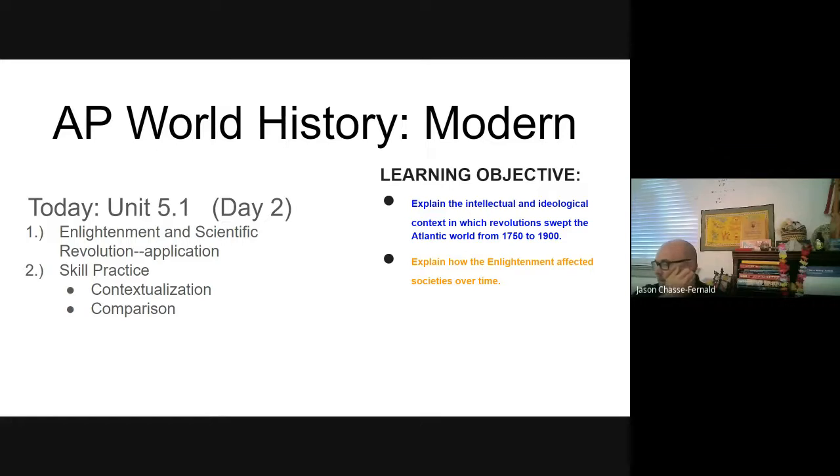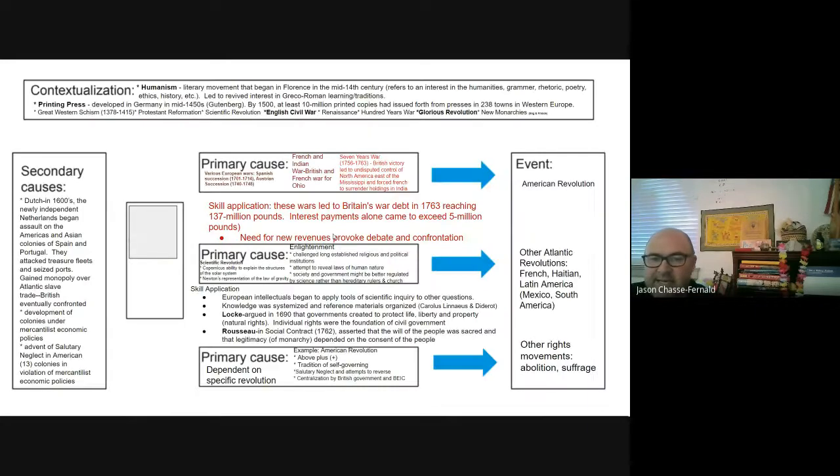Our learning objective today is to explain the intellectual and ideological context in which the revolutions swept the Atlantic world. Hopefully you'll be better prepared to do that after we go through this, and then explain how the Enlightenment affected societies over time. Hopefully we'll start making some of those connections.